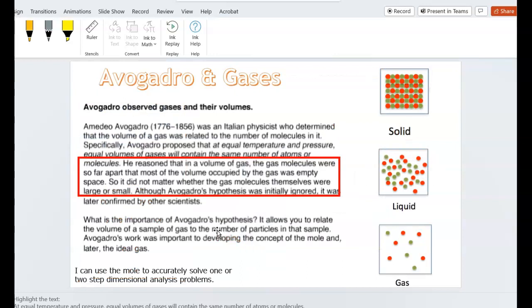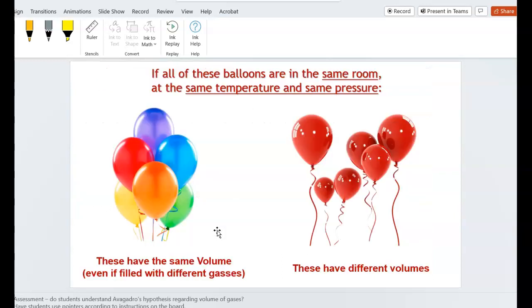Our friend Avogadro helped us with this whole idea behind molar volume, and what he said is that the size of the gas particle doesn't matter because there's so much space in between gas particles. So in a solid, all the particles are packed really close together. In a liquid, there's a little bit of space, but in gas particles, they're way far apart. So it doesn't matter if you have hydrogen gas or if you have methane gas or a bigger gas. The size of the particle is not going to make a difference in the volume because the spacing is so big. And so because of that, we're going to see that the volume of all of the gases are going to be exactly the same at standard temperature and pressure. Again, size doesn't matter.